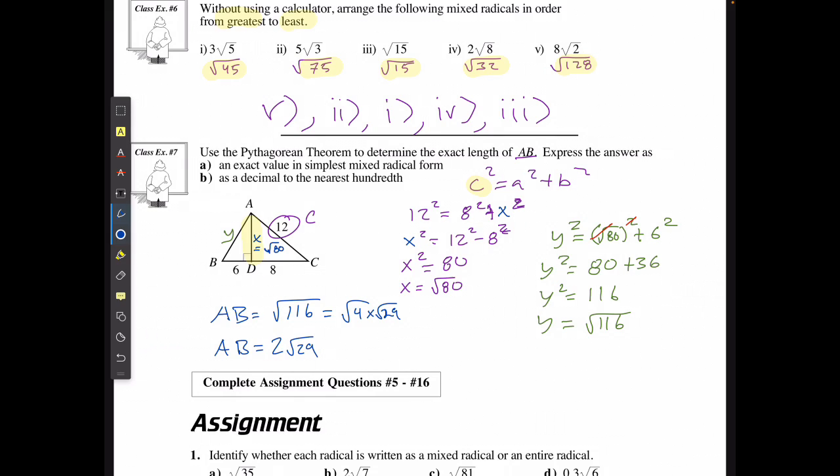Or if it wants us to do it as a decimal to the nearest hundredth, then I'm going to wind up with 10.77. And that's it.